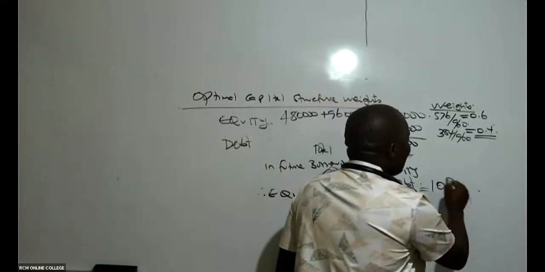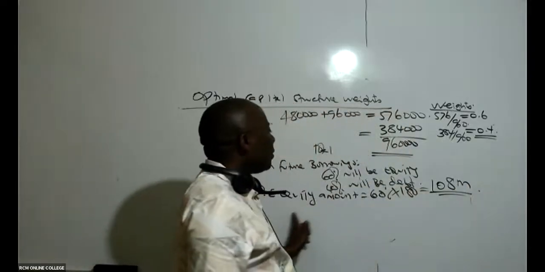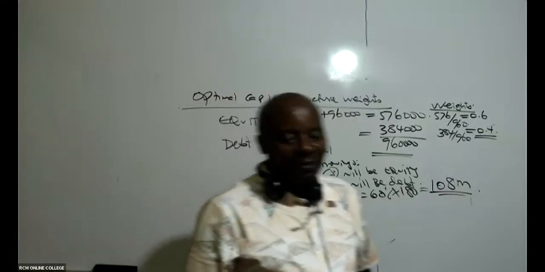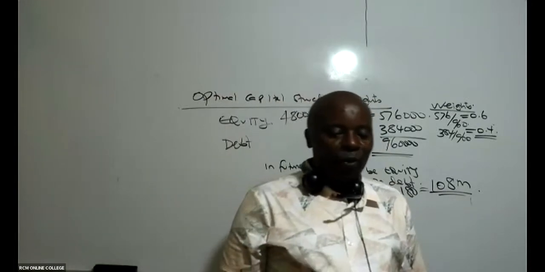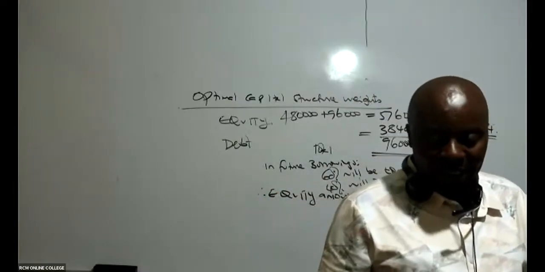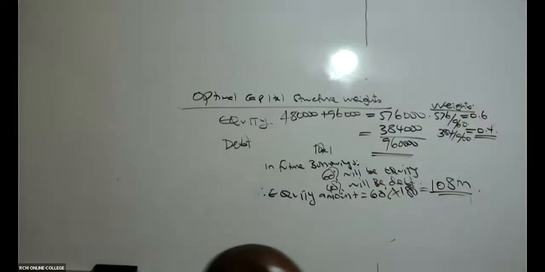108 million. Alafu sasa usianze kujifanya kama ni mjuaji. Wanza kusema ati na amount also from debt. You see, the examiner has not asked you about the debt amount. It is only the equity amount the examiner has asked you to get.